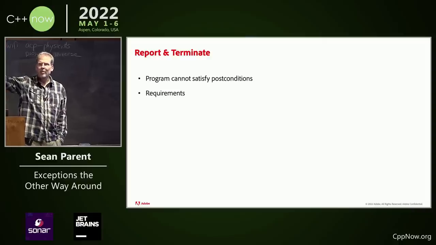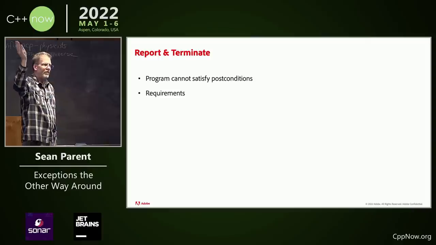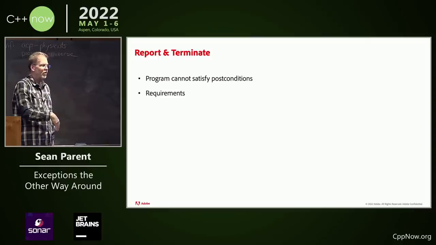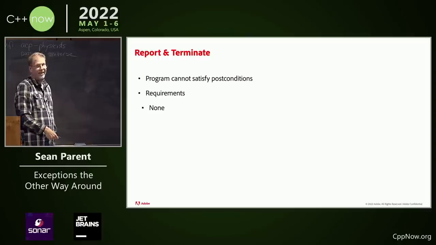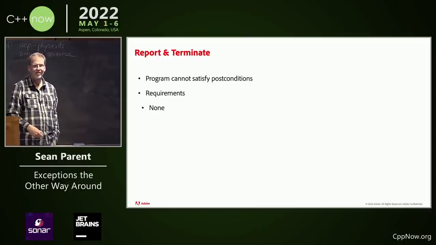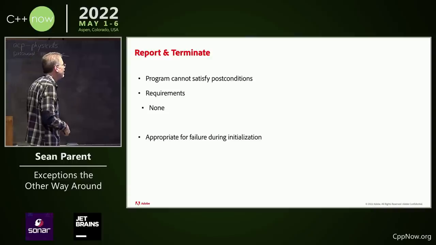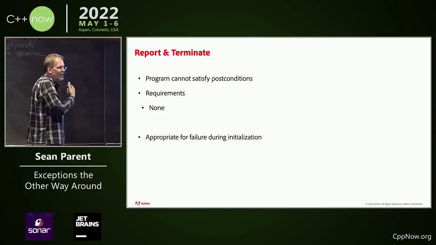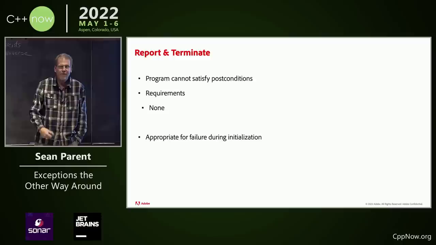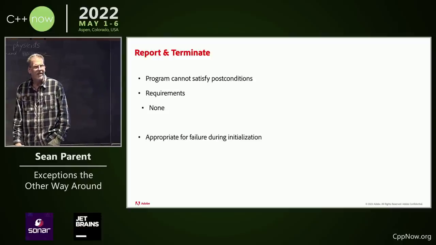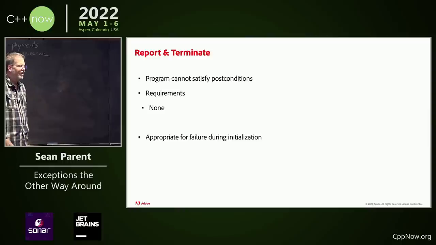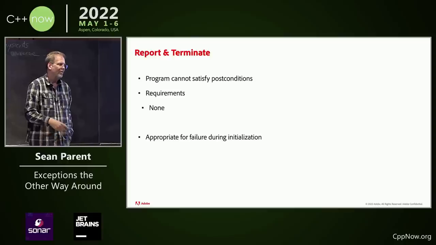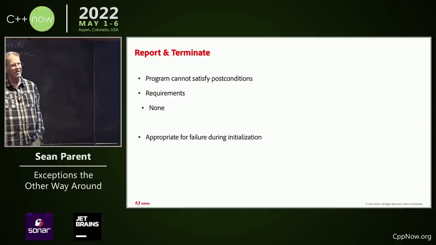So what are the requirements if we're going to call terminate on our mutable objects with invariants that are temporarily broken? What do we require of those things? Nothing. We're done. We're out. Okay? So places where this might be appropriate would be things like failure during initialization. There's just not enough memory on this machine to get started. There's not the right video card that I require, right? Things like that. We're just done.